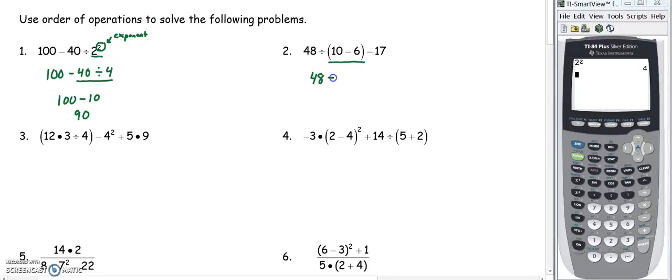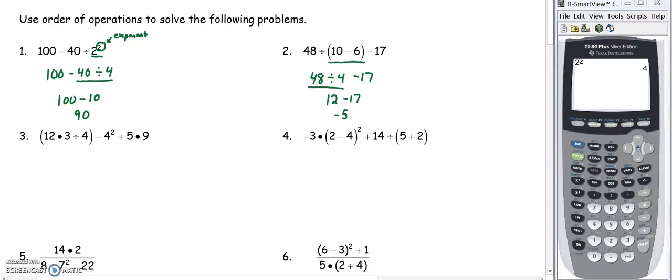So we have 48 divided by 4 minus 17. 48 divided by 4 is our next step because it's division. So 48 divided by 4 is 12, minus 17. 12 minus 17 then is negative 5.